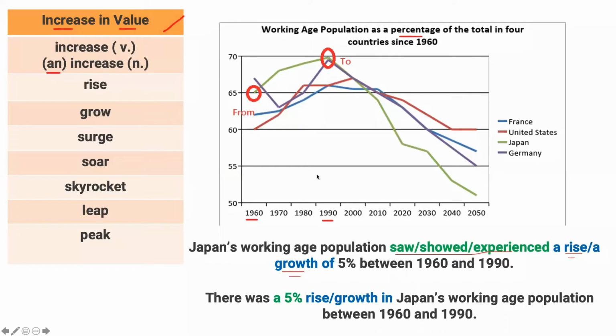In the second example, we see here there was a 5% rise or a 5% growth in Japan's working age population between 1960 and 1990. So again, we're still following the same rules, showing how you can say it in a different way, but just make sure you're paying attention to the noun and the verb form.